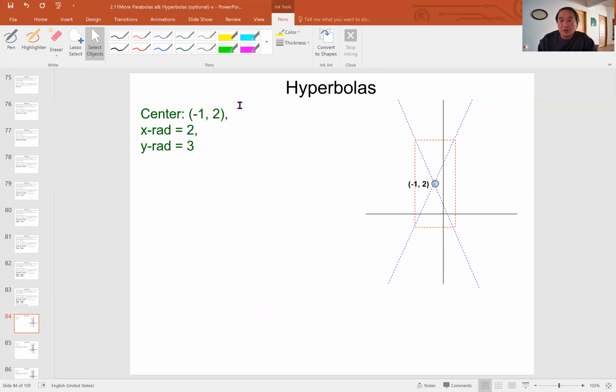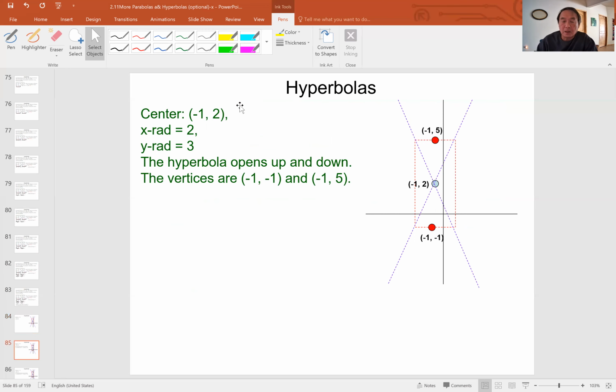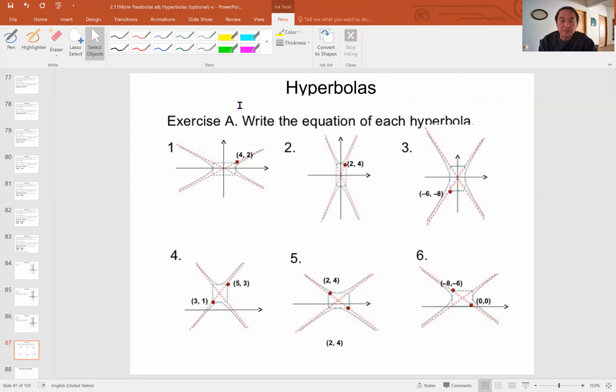Okay, from here we can draw the center, draw the box that defines the asymptotes. Okay. And since y squared is in front, these two up and down points from the center are the vertices of the hyperbola, and then we trace the hyperbola along the asymptotes. And that's it.